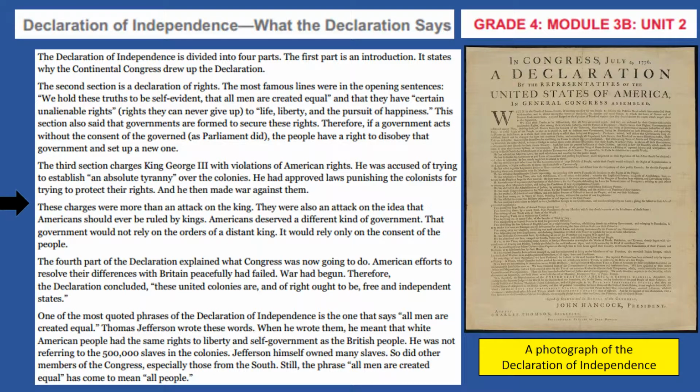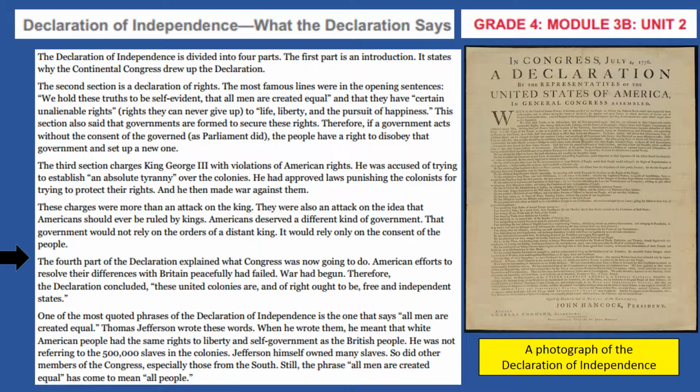These charges were more than an attack on the king. They were also an attack on the idea that Americans should ever be ruled by kings. Americans deserved a different kind of government. That government would not rely on the orders of a distant king. It would rely only on the consent of the people.